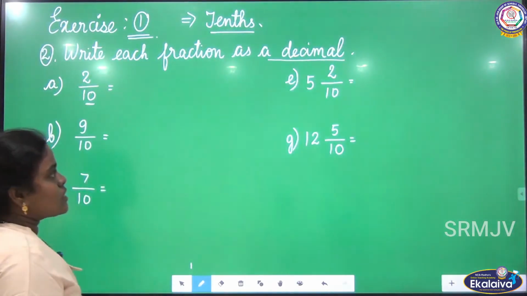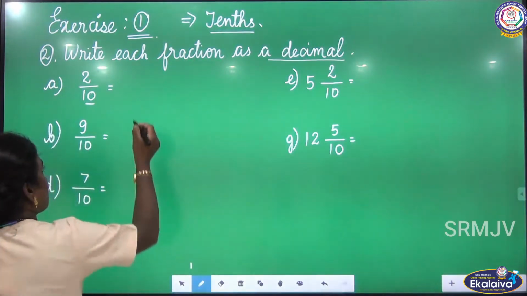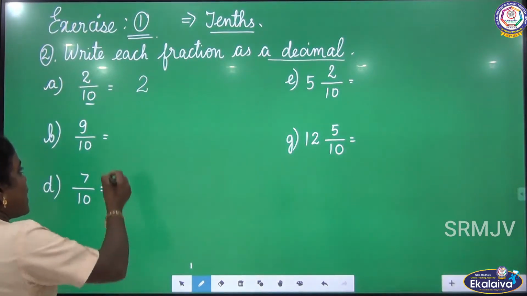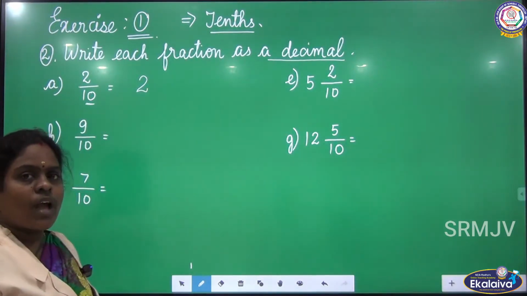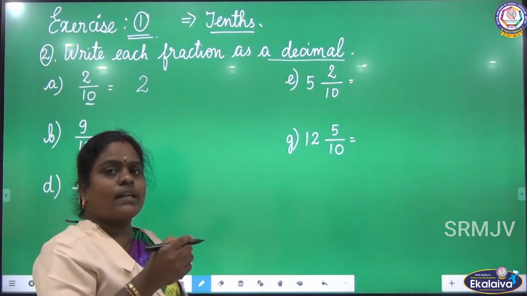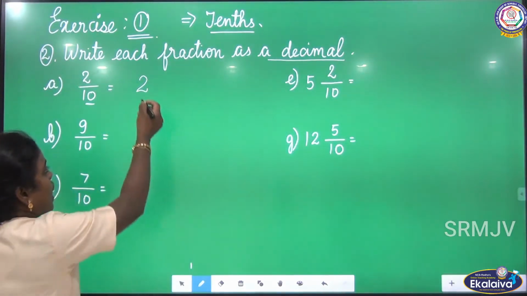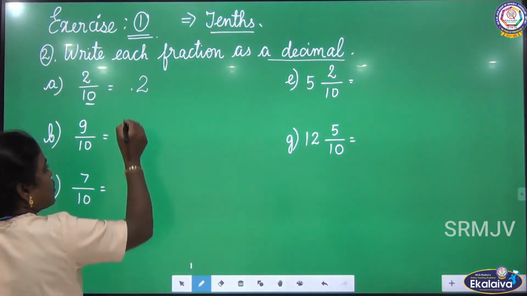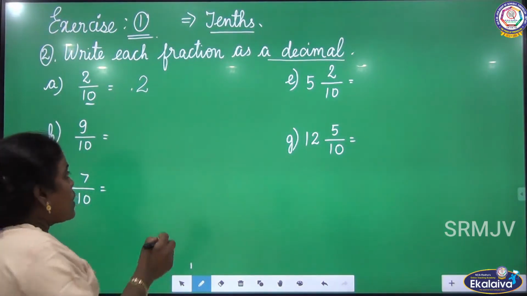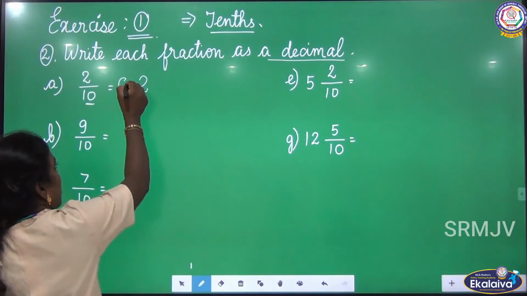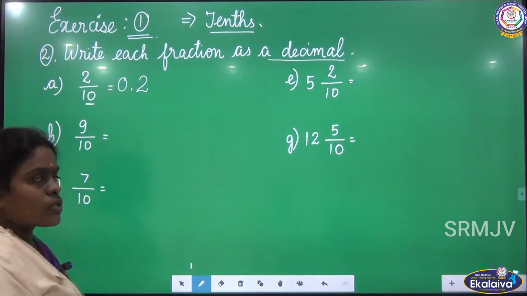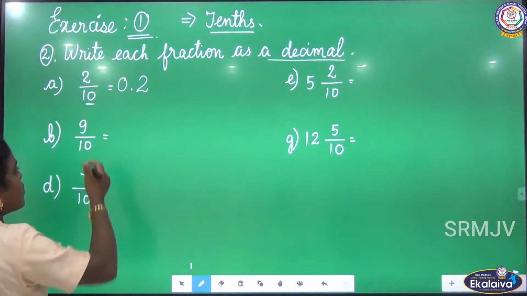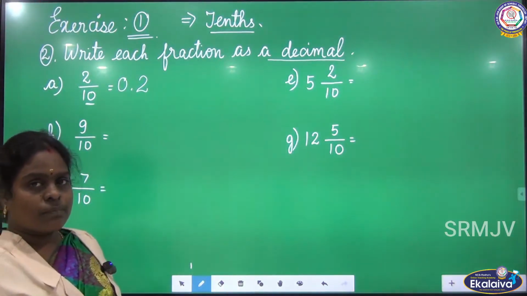So, to change into a decimal, write down the given numerator. As we have 1 zero, we have to place a dot, a digit before. Here we have only one digit. So, before the digit, you have to place the dot, and in the whole number part you have to write 0. So, 0.2 is the decimal part of the given fraction 2 by 10.